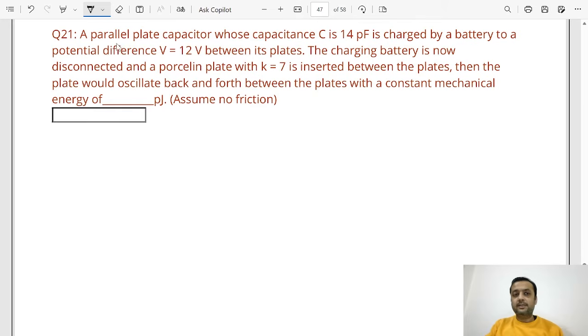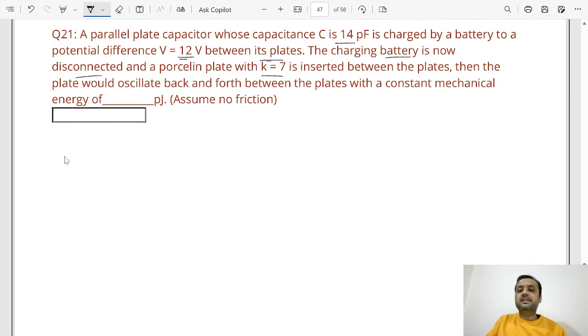Let us see this question. A parallel plate capacitor whose capacitance is 14 picofarad is charged by a battery of potential difference 12 volt between its plates. The charging battery is now disconnected and a porcelain plate of K equals 7 is inserted between the plates. Then the plate would oscillate back and forth between the plates with constant mechanical energy of this.